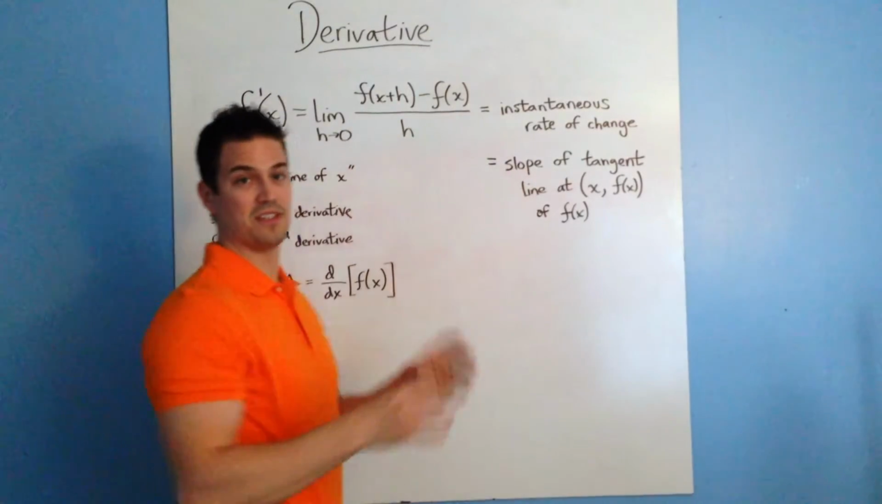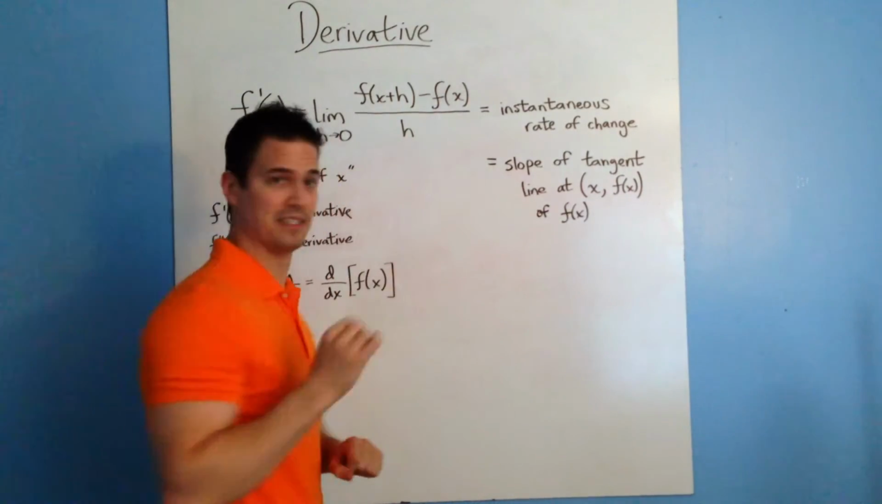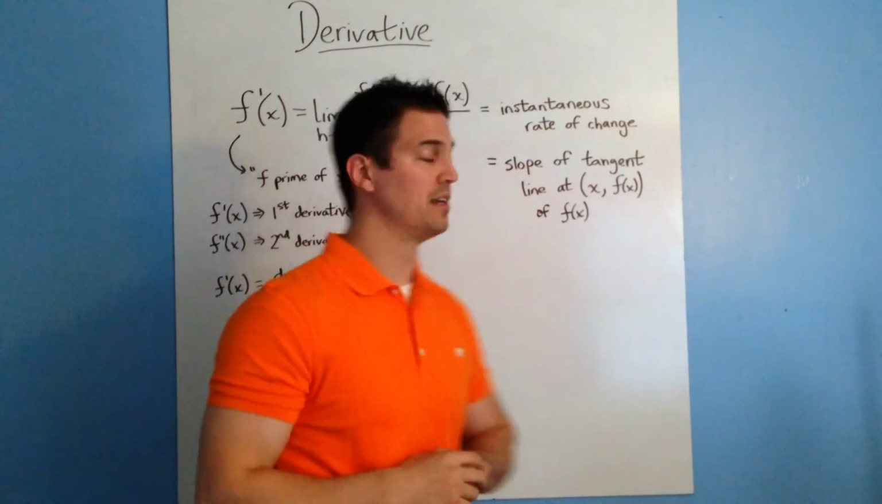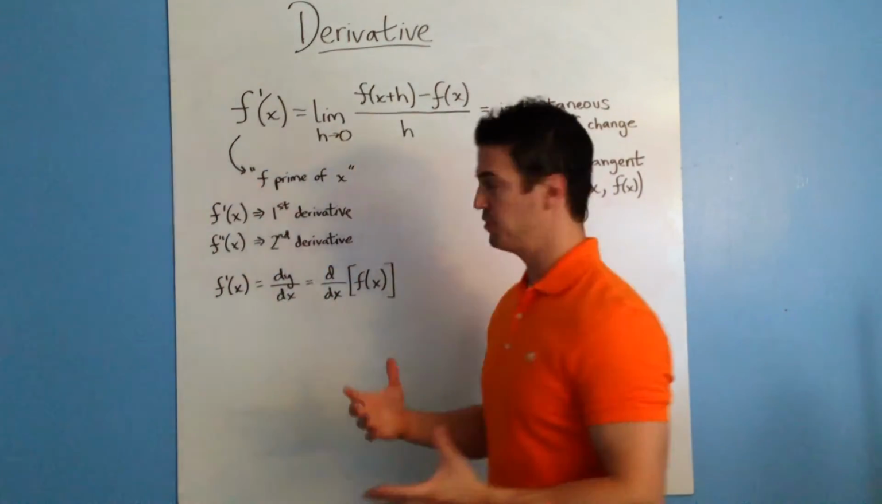So basically this is a very, very fancy slope equation. Okay, it finds the slope at an instant. Not at 2 points, but at an instant. At 1 point. Okay. So there's also some other notations that you guys need to know about.